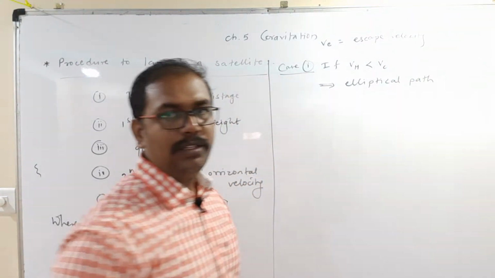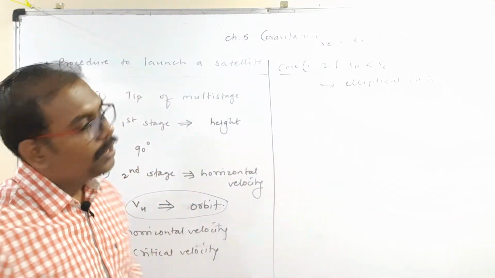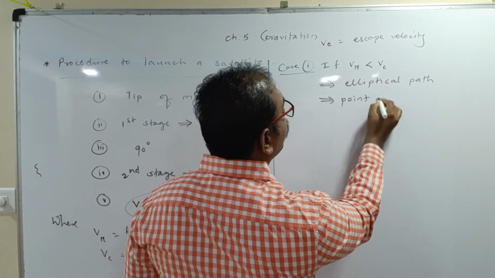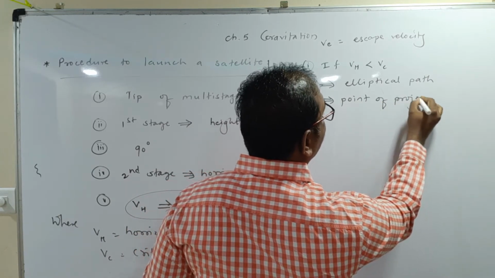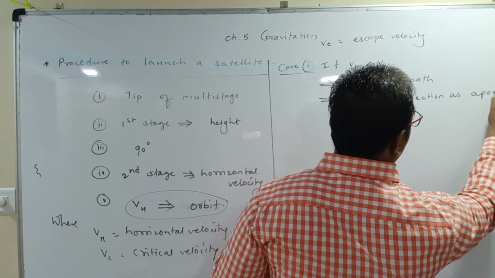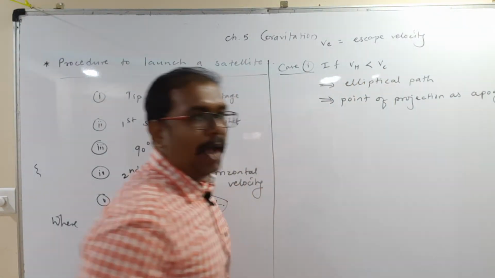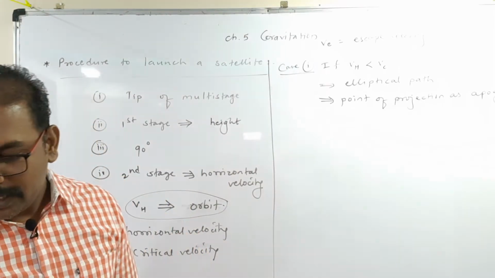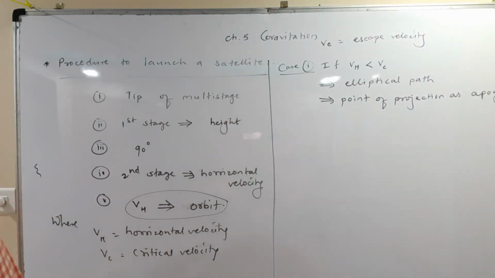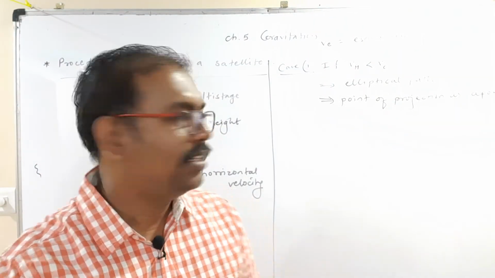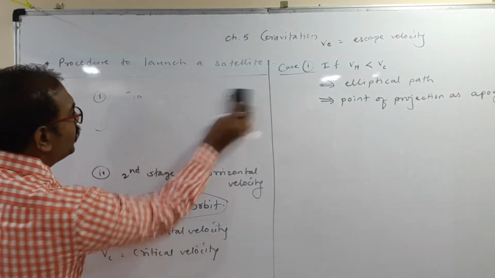Then the satellite follows an elliptical path with the point of projection as apogee. Apogee basically means the farthest point, a point at a little larger distance. Let me show you in a diagram.